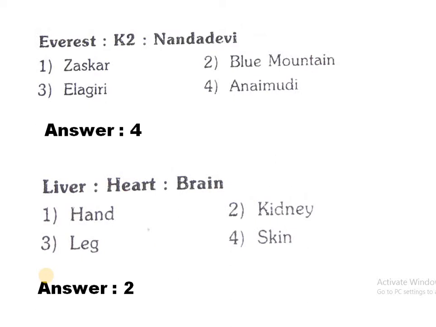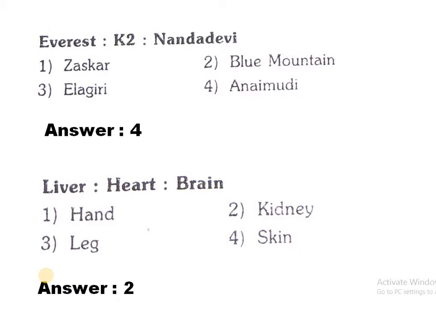So next, Everest, K2, Nanda Devi. So which one is the similar word? The four options given: Jaskar, Blue Mountain, Yelagiri, Anaimudi. So which one is the correct answer in this? All are mountain peaks, while the other alternatives contain names of mountain ranges. In that way of thinking, the correct answer is Anaimudi. Jaskar, Blue Mountain, Yelagiri are the mountain ranges. In that way, the correct answer is Anaimudi.